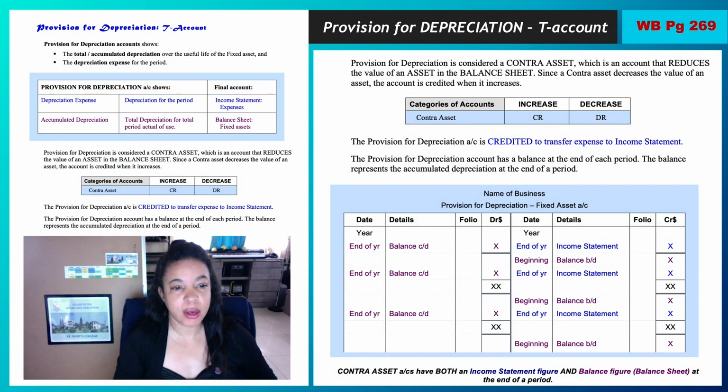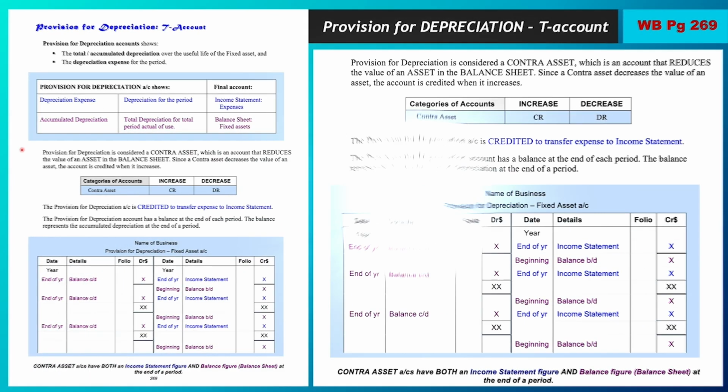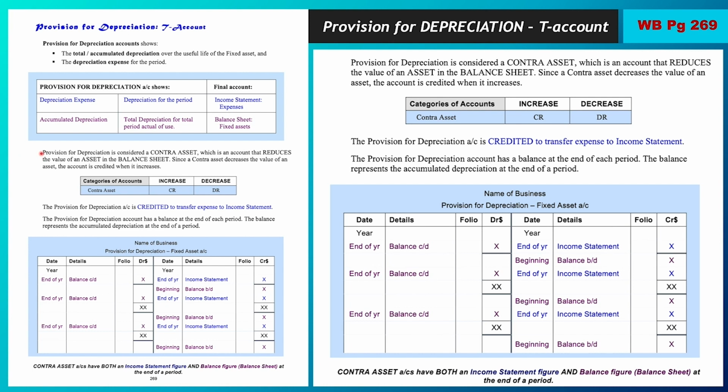Okay, so what we have here is the provision for depreciation T account. And as we had stated before, the provision for depreciation, also known as the accumulated depreciation, is considered a contra asset, which is an account that reduces the value of an asset in the balance sheet. So it does not reduce the value of the asset in the T account itself, but it does decrease the value in the balance sheet.